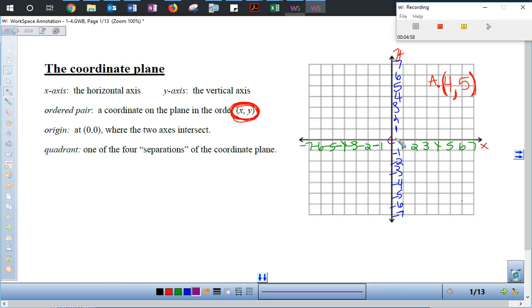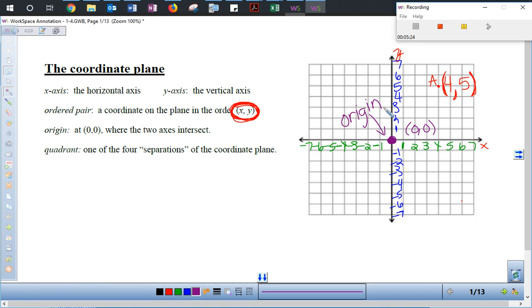Now, the most important ordered pair on the coordinate plane is actually the one right at the middle, at the intersection of the two axes, this dude right here. And that ordered pair has a coordinate of (0, 0). It's at 0 x, 0 y. It's right where the two axes intersect. It marks the center of any coordinate plane. Now, this ordered pair has a very special name, and it is called the origin.